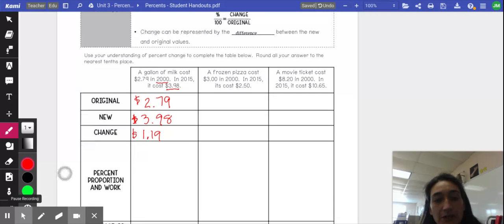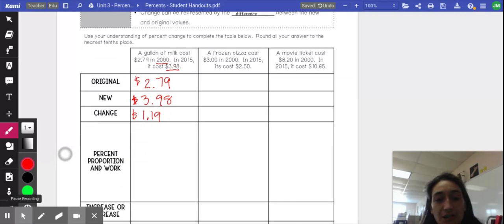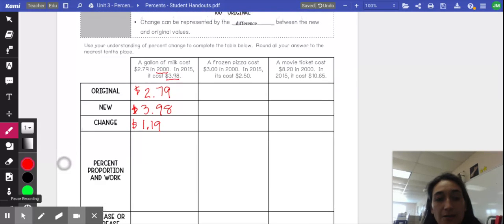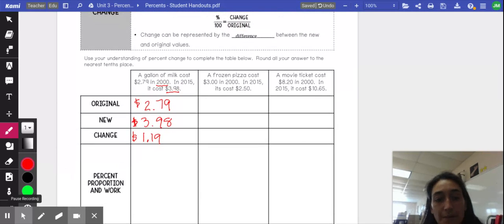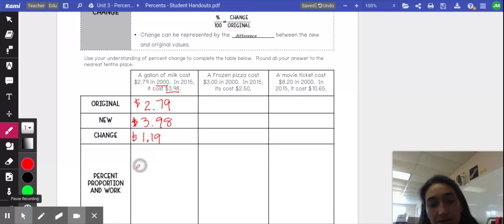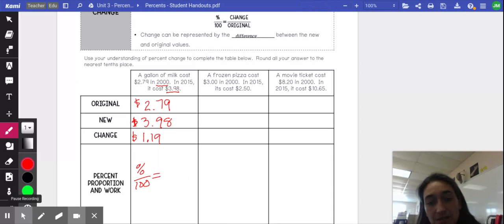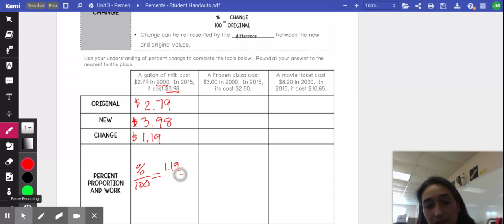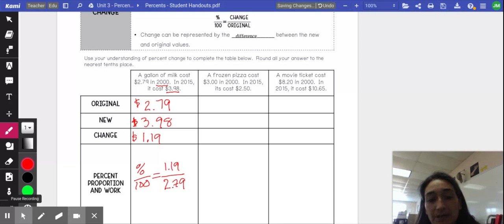And then we are going to go ahead and plug that information into our formula, which we have above. So we still don't know the percent. That's what we're trying to solve for. We know that we're going to divide that by 100, and that's going to be equal to the change, which is $1.19, the difference between the two prices, and the original cost, which is $2.79. Okay, so now what we can do is a little cross multiplying and dividing.